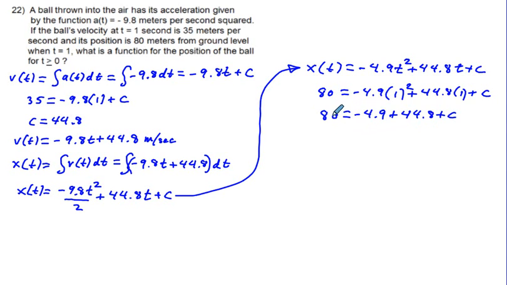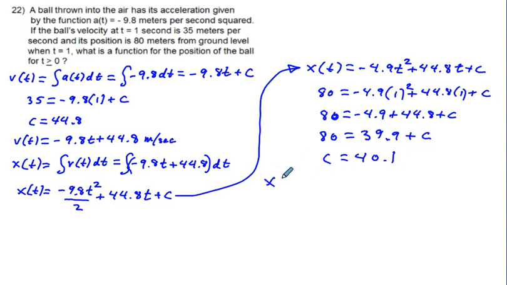And so 80 is equal to negative 4.9 plus 44.8, and that's going to be 39.9. And now if we subtract 39.9 from both sides of this equation, c is going to be equal to 40.1. So that is our particular solution.